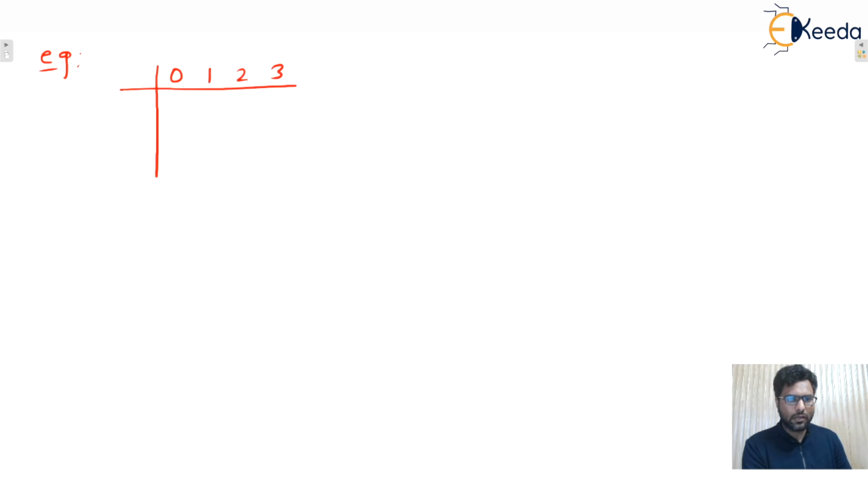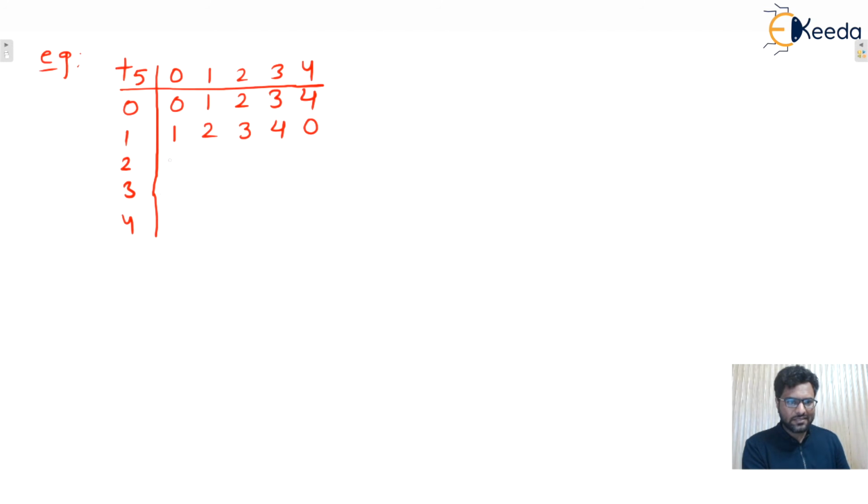Let's say the elements are 0, 1, 2, 3, and let's say 4 also, and the binary operation is addition modulo 5. So 0 plus 3 is 3, and 3 mod 5 is 3 only. This is 4 only. This is 1, this is 2, this is 3, this is 4, this is 0.